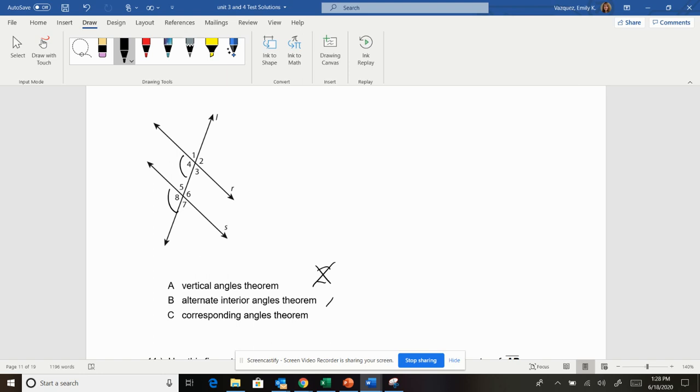So I can give you an example. That would be like angle 3 and angle 5. We just did that. Corresponding angles is the exact same location. So when I'm looking at this set, I'm comparing it to this set. So 4 and 8 are the exact same location. Therefore, they are corresponding angles.